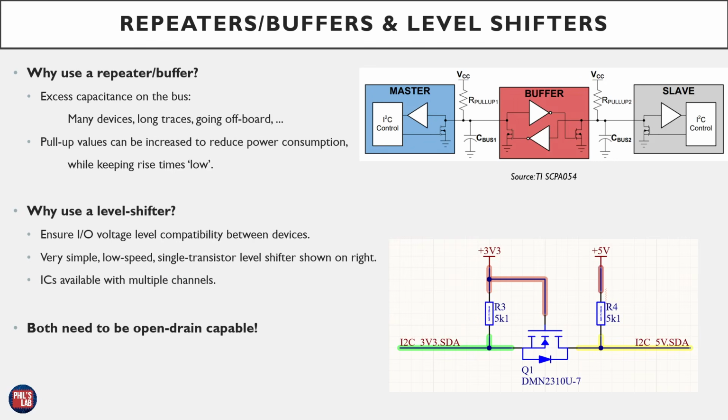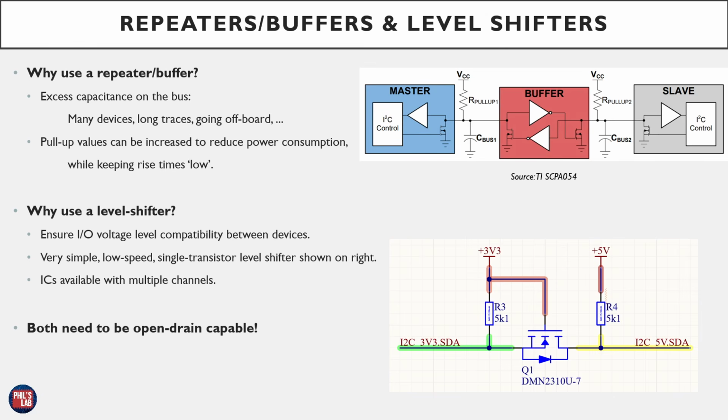You might have already seen repeaters, buffers, and level shifters, but they also exist for I2C devices. We might use a repeater or buffer if we have excess capacitance on the bus, for example, many devices, long traces, or if we're going off-board through a connector. This can help split up this excess capacitance and also help to keep the pull-up values higher to reduce power consumption while also keeping rise times, so to speak, low in quotes.